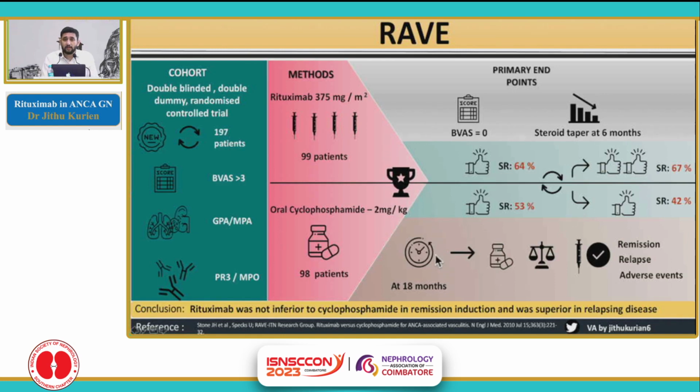At the end of 18 months, there was not much difference between the two with respect to remission, relapse, and adverse events. And it concluded that rituximab was not inferior to cyclophosphamide in remission induction, but it was superior to cyclophosphamide in relapsing disease.